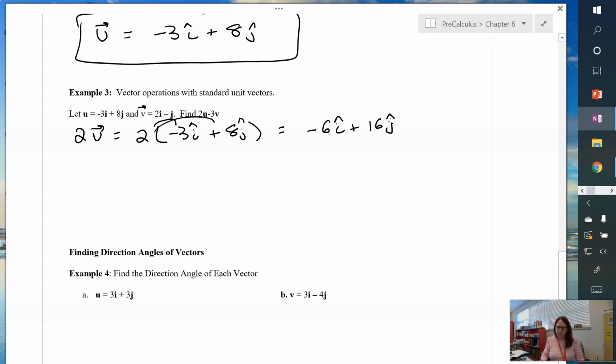Now let's find 3v. This is a negative 3v.